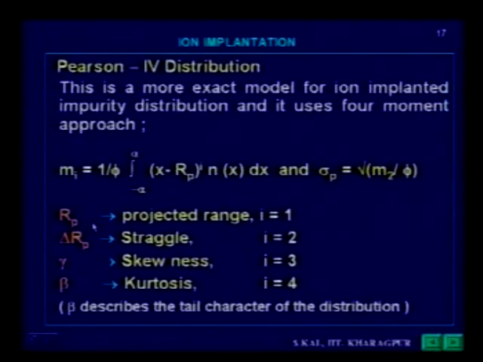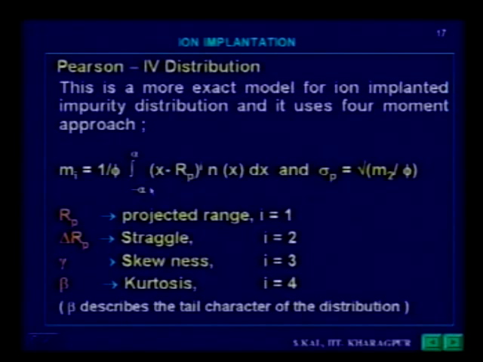Okay, now this Rp is the projected range. When i equals 1, you will get the Rp value, because for i equal to 1 this is m1. M1, out of the four moments, the first moment is m1, and that is known as Rp or projected range. If you put i equal to 2 in this equation, then it will be m2, the second moment, and the second moment is known as straggle, delta Rp. So delta Rp can be given by this equation just by putting i equal to 2. Then skewness is gamma, and that is normalized skewness, sometimes given by 1 by delta Rp cubed, and that is given by, if you put i equal to 3 in this equation, you will get the expression of skewness. And the fourth moment is kurtosis, beta, and if you put i equal to 4 in this equation, you will get the relation of the kurtosis or fourth moment.